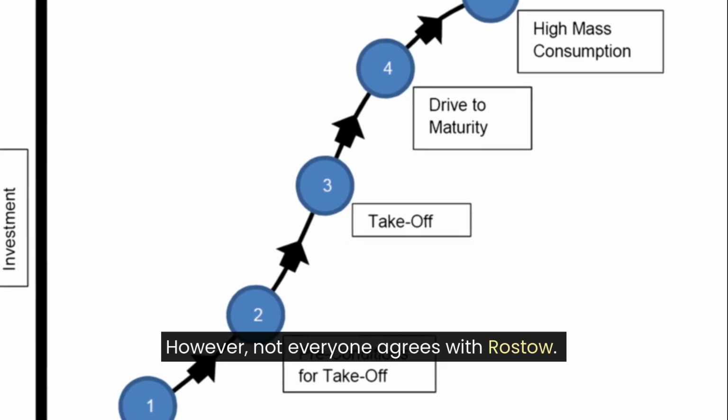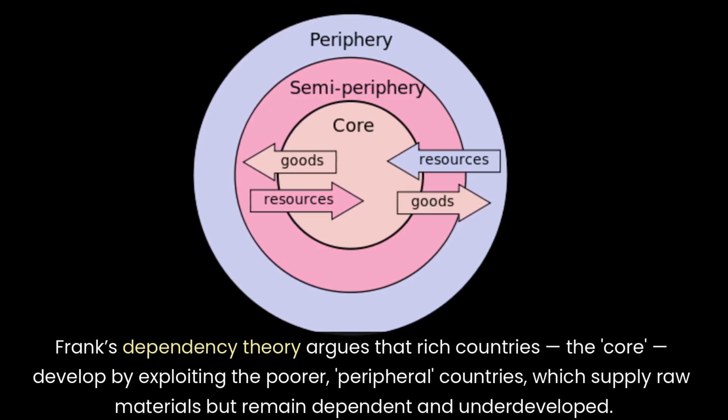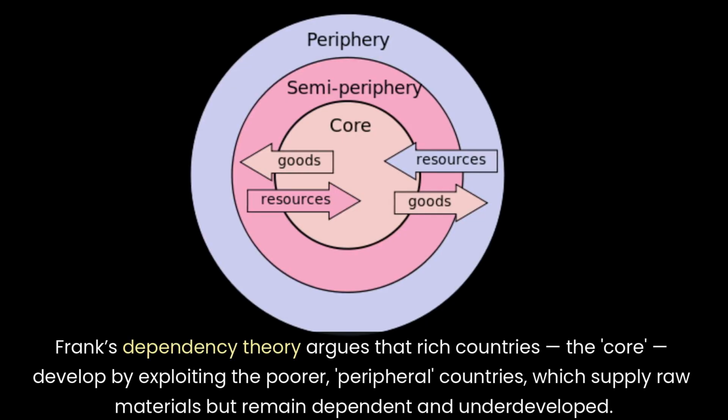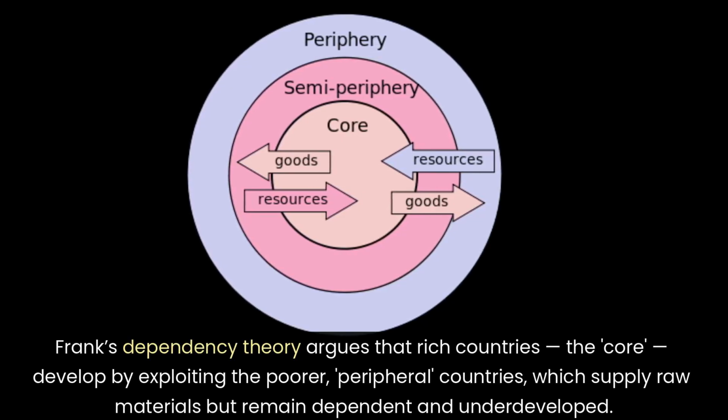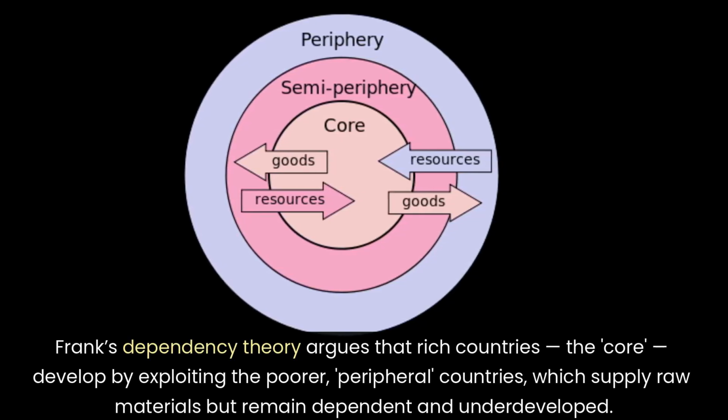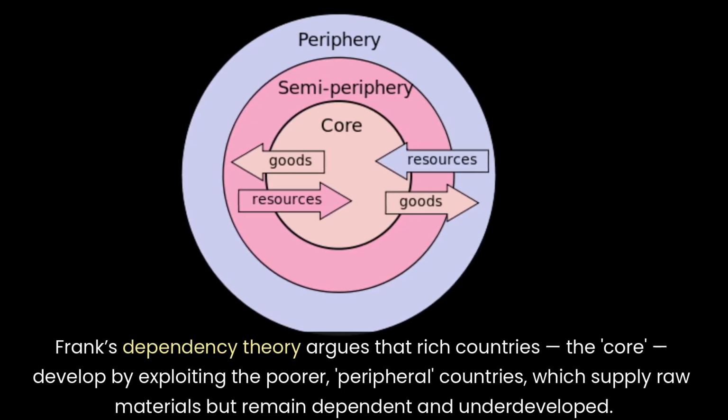However, not everyone agrees with Rostow. Frank's dependency theory argues that rich countries, the core, develop by exploiting the poorer, peripheral countries, which supply raw materials but remain dependent and underdeveloped.